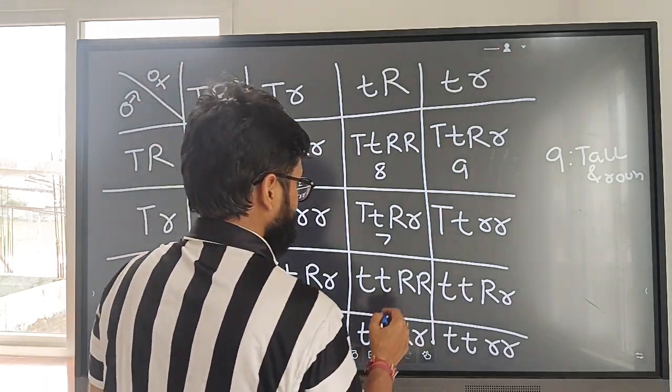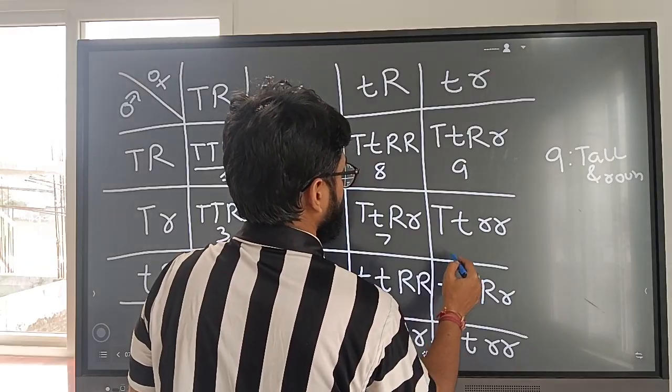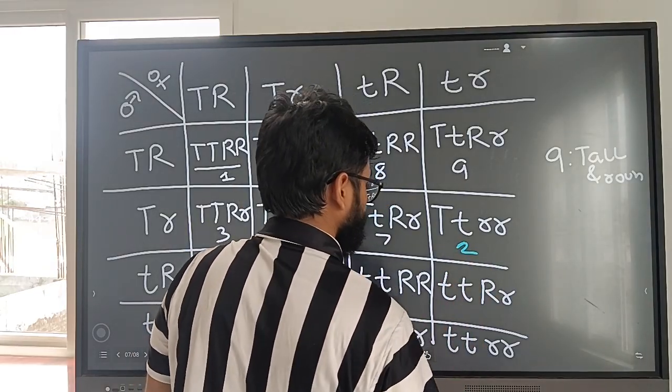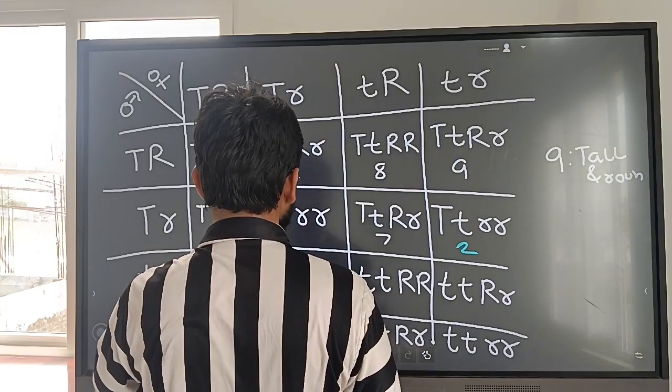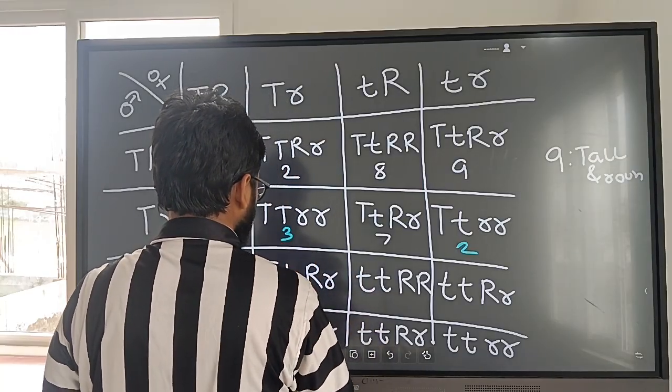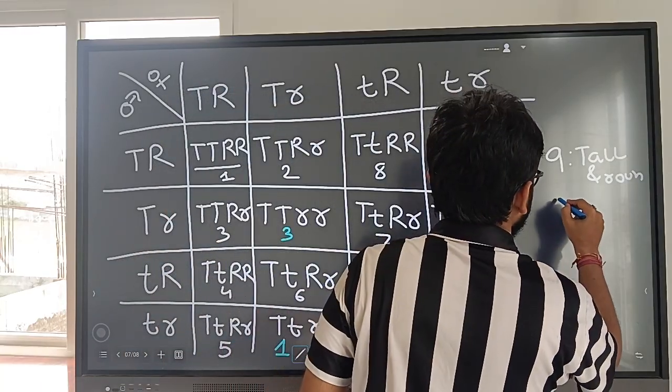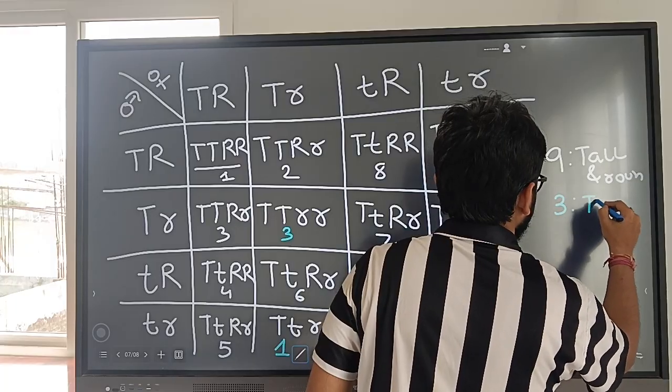Then we need to find tall and wrinkled. This is second. Okay, now this is also your tall and wrinkled. Okay, these are the 3 tall but wrinkled.